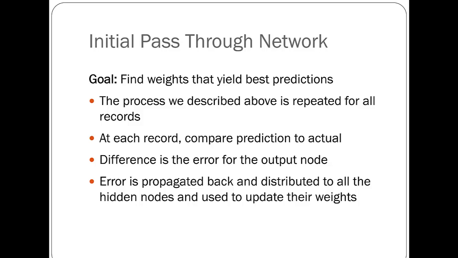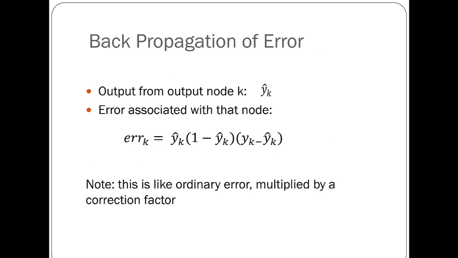And for each record, we're going to compare the predicted value to the actual value, and the difference is the error. Then we're going to use that error in what's called backpropagation in order to change or update all of the weights. The error is taken from the output node k, the final layer of the model. We ask, what's the prediction, y_k hat? The error is y_k minus y_k hat.